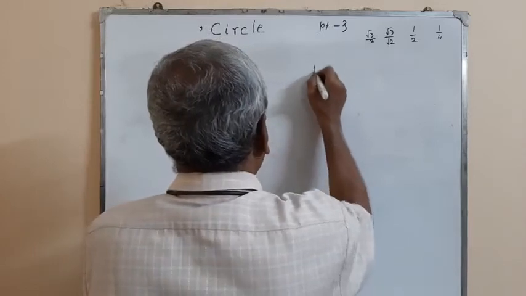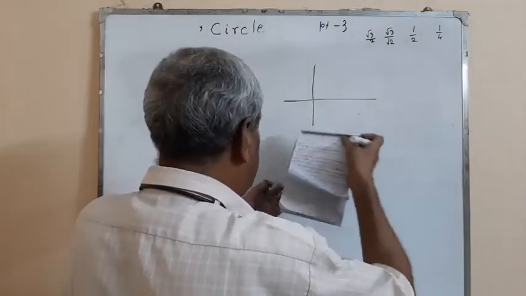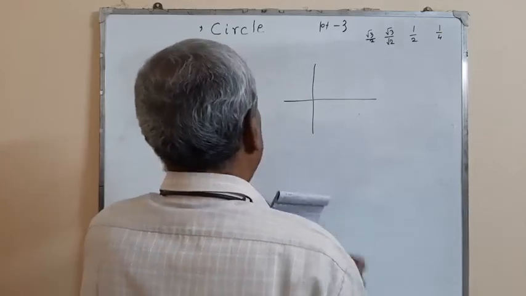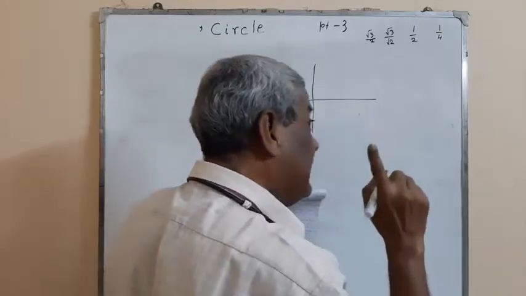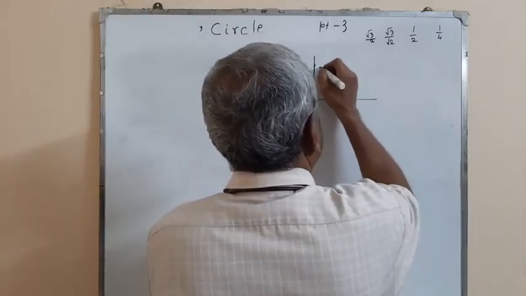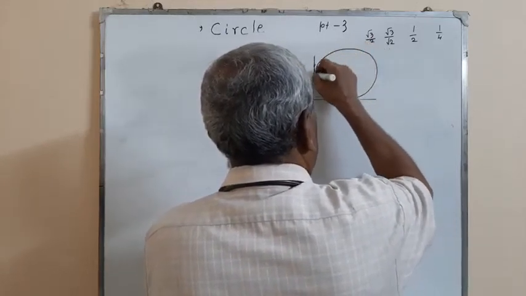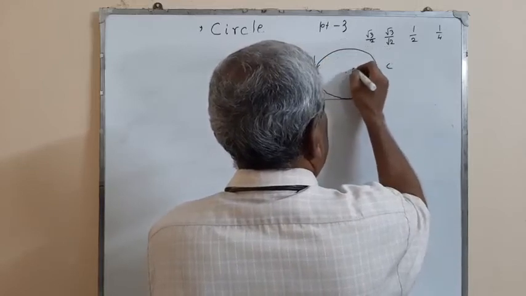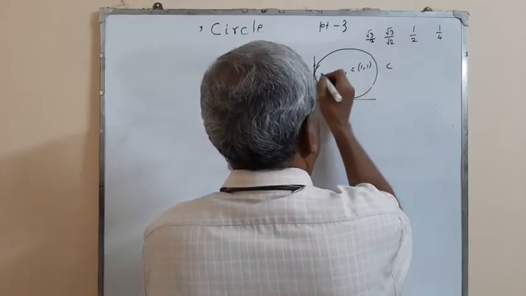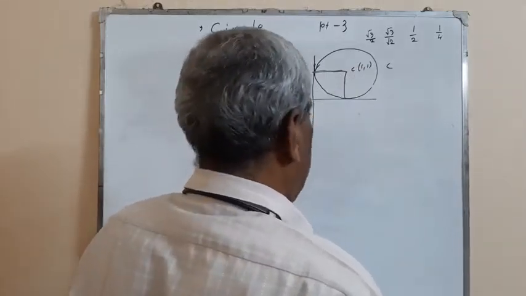Given that C is a circle with center at 1, 1 and radius 1. Center is 1, 1 and radius 1 means it touches both the x-axis and the y-axis. Suppose C is that circle, center of C is 1, 1, its radius is 1, that is also 1, by the nature of the equation.